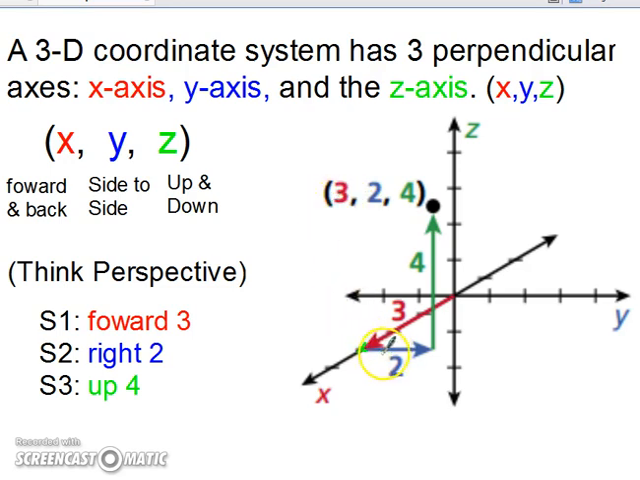Okay, well we need to go over what is about 2. So 1, 2-ish. Okay, and then we need to go up 4 since that's our Z. So from here, we're just going to go up about 4. And that is about where 3, 2, 4 is. You don't need to be 100% exact, but the closer you are to being 3, 2, and then 4, the easier it's going to be to draw three-dimensional figures inside of a coordinate plane.